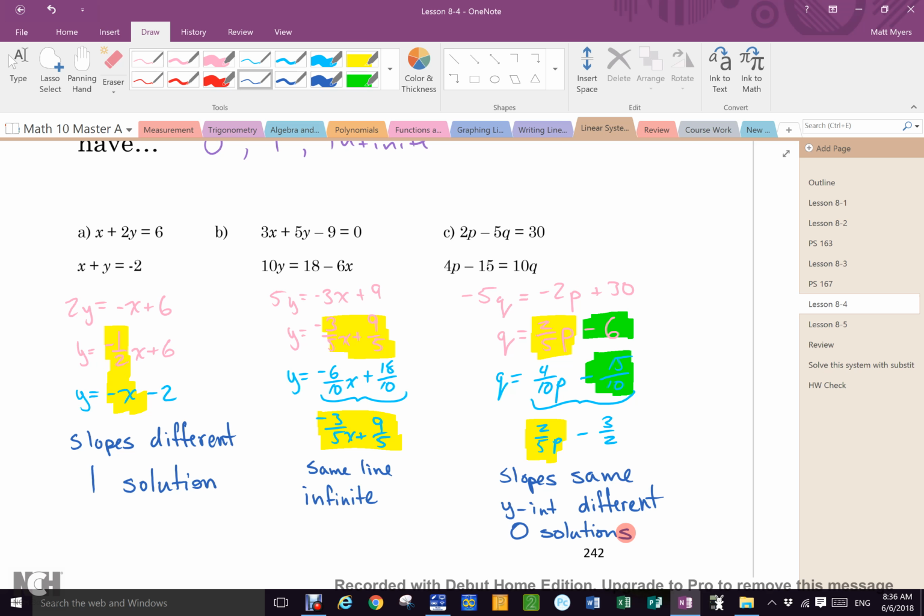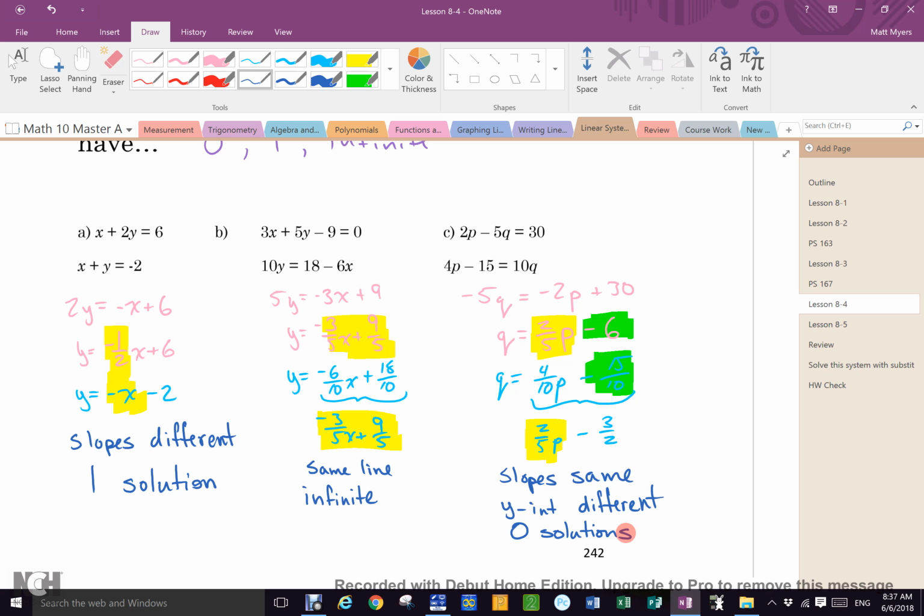So, how many solutions for A? One. How did you know? You did the work and you found that they had different slopes. How many solutions for B? Infinite. Why? Because they're the exact same line once you reduce the fractions. So how many solutions for C? Zero, because they had the same slope, but not the same lines, a different y-intercept.